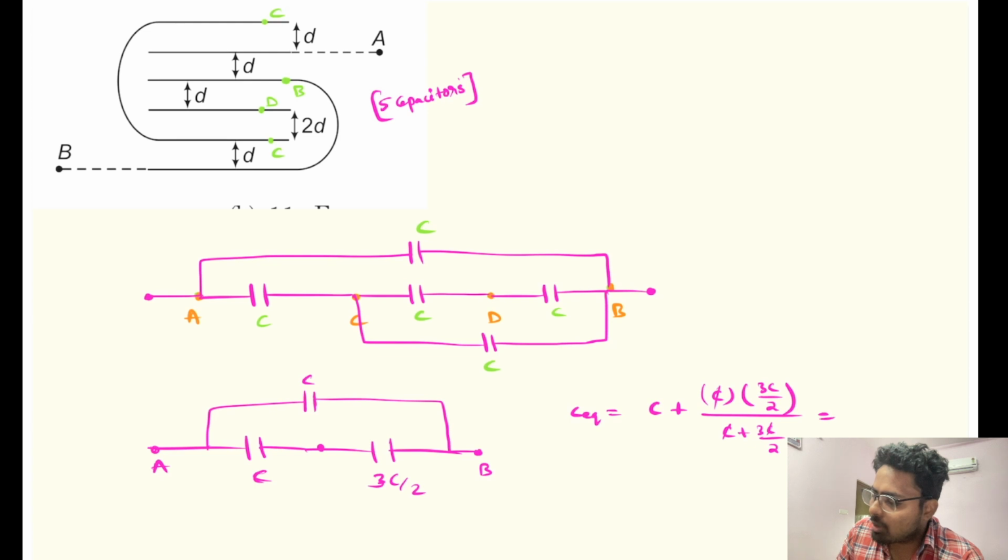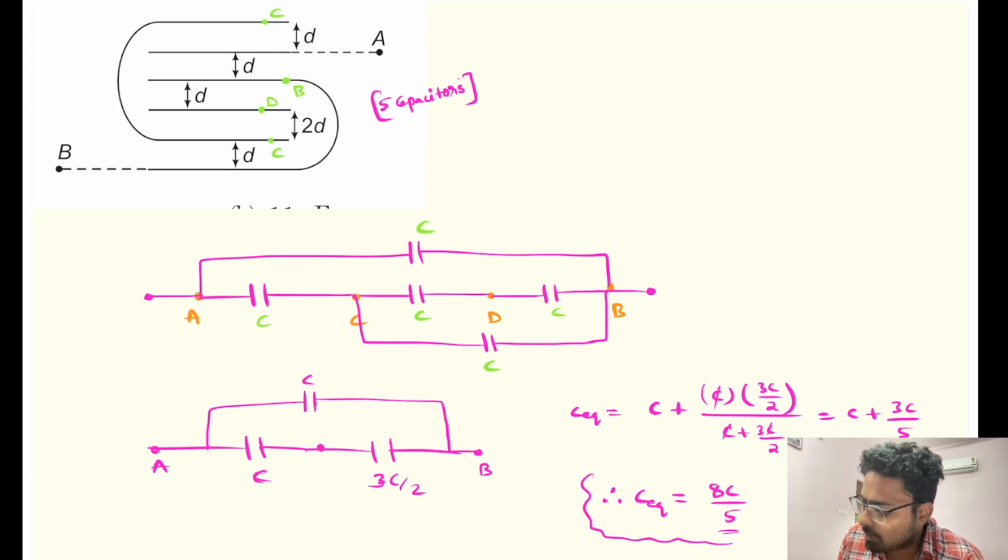So it will be C plus 3C by 5, since the 3C by 3 gets cancelled. It is 1 plus 3 by 2, which is 5 by 2, the 2 gets cancelled, so 3C by 5. Therefore C equivalent is nothing but 8C by 5. This is the equivalent capacitance between A and B.